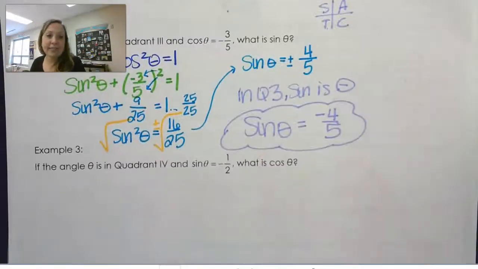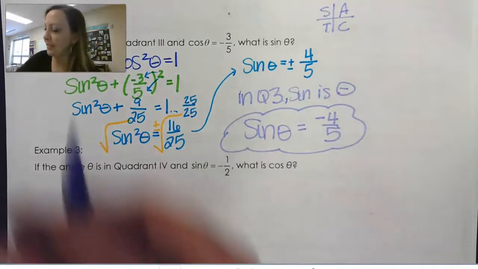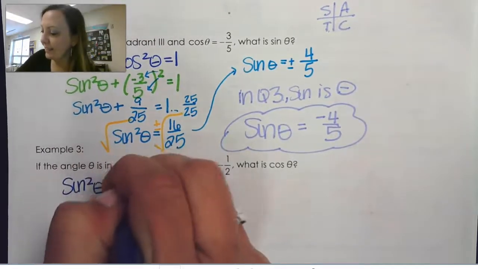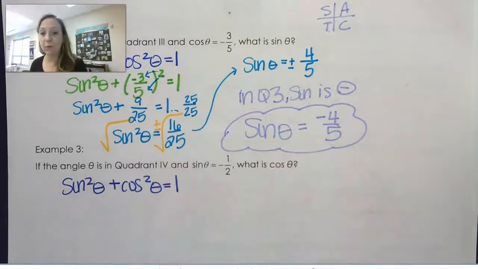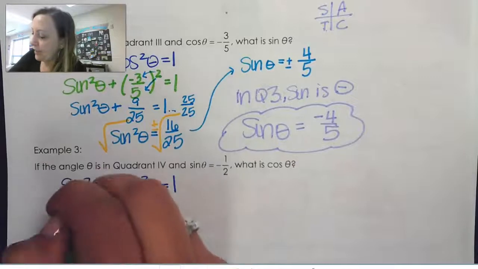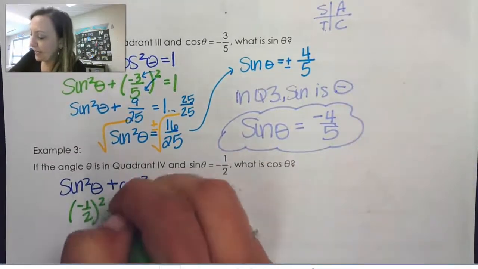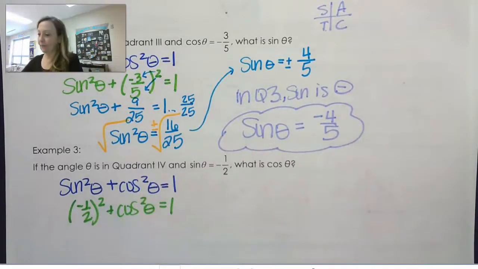Let's do another one. Example 3, it says if the angle theta is in quadrant 4 and sine of theta is -1/2, what is the cosine of theta? Well, once again, I can use this idea that sine squared theta plus cosine squared theta equals 1. And in for sine of theta, I would put -1/2. I don't know cosine, and I can go from there.